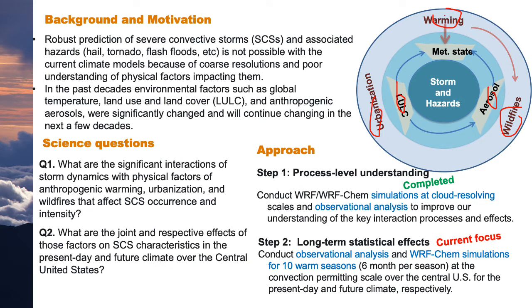And currently we're focused on step two, which is about going further using the convection-permitting scale model to look at the long-term statistical effect. And this is how we will do this. For example, we'll select four warm seasons for the present day and future climate.